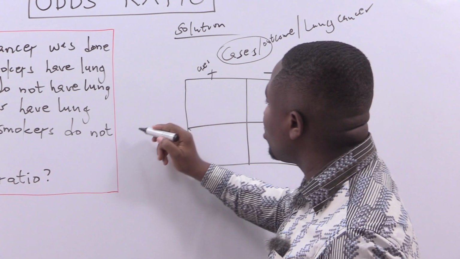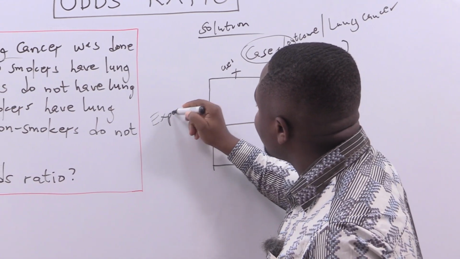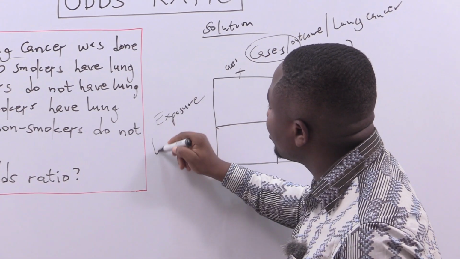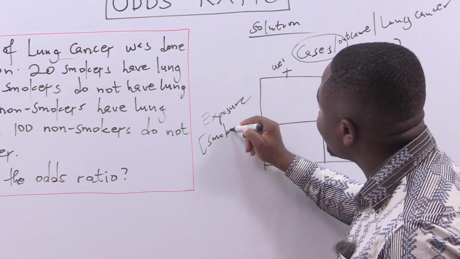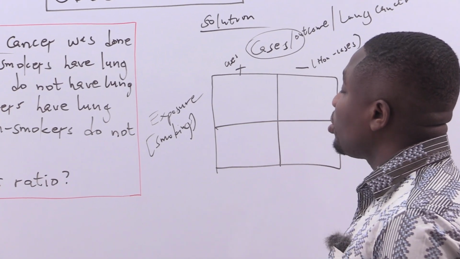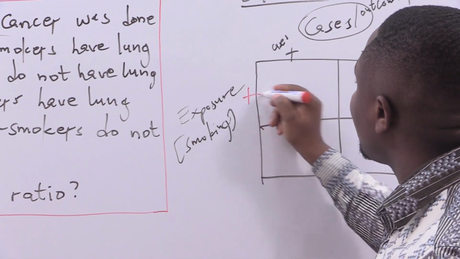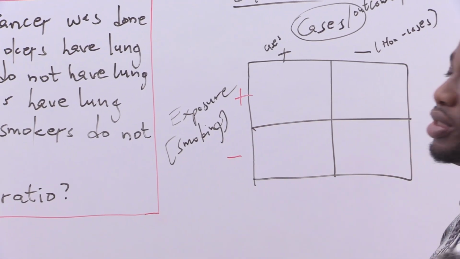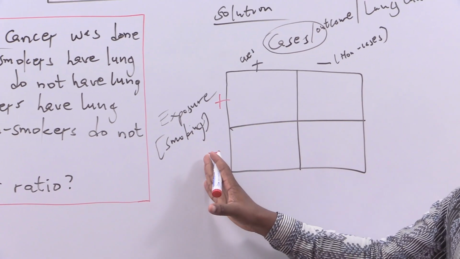Then we are looking at the exposure. What is the exposure here? The exposure is smoking. If it is present, we will use positive. It means that there is exposure. If there is no exposure, you use negative.